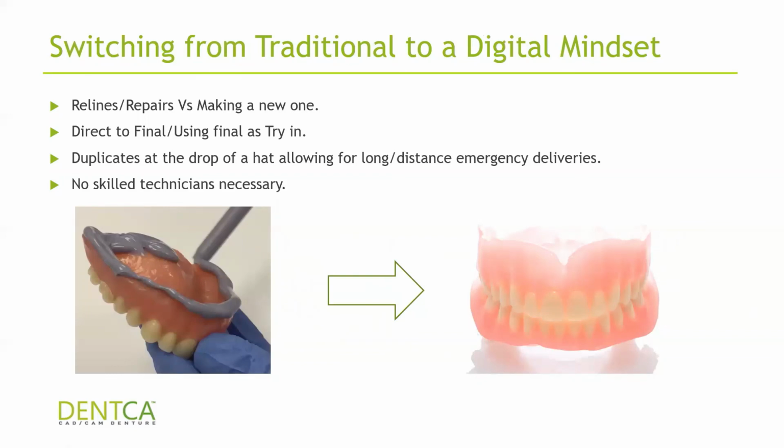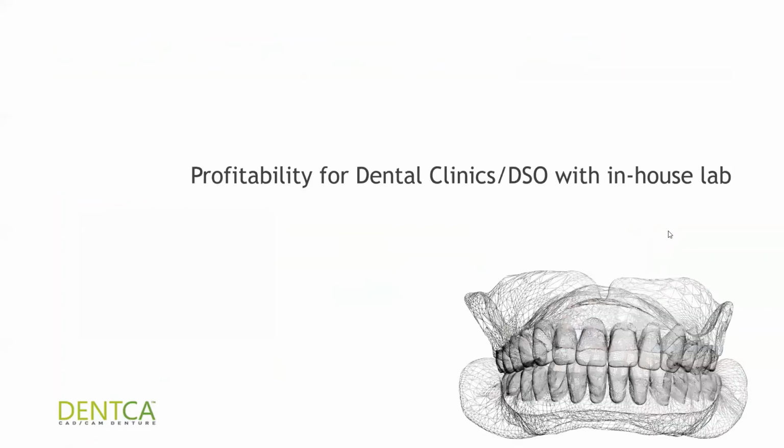And then, of course, if you can go direct to final and give that dentist the final denture, then if the denture is not perfect, they can use that final as a try-in. But if it's perfect, the dentist delivers a final denture on the second appointment. So it's a win-win for both of you. And then, as I mentioned, you can have duplicates done right away, and you don't need any special technicians to make the dentures as you would with conventional.